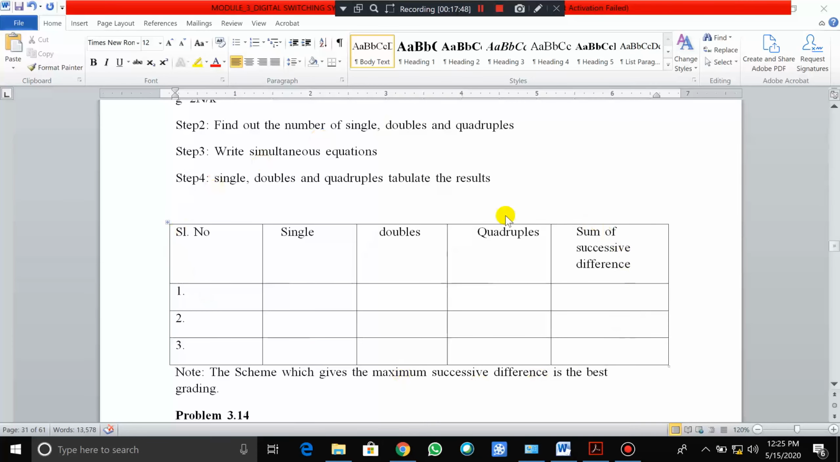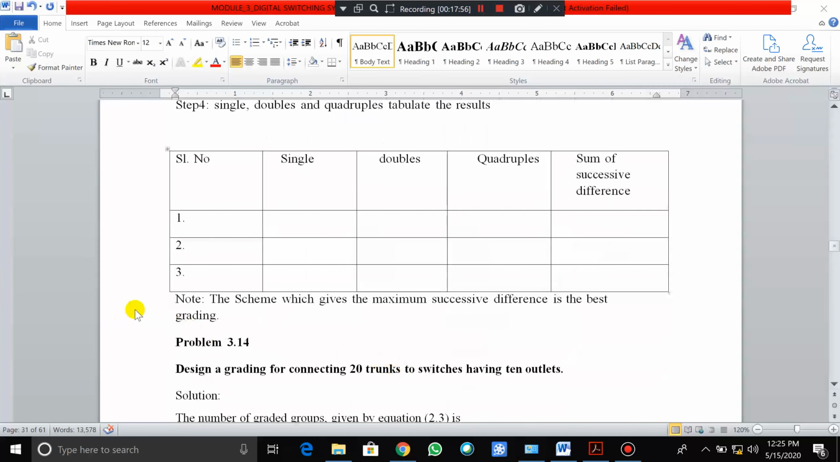This is a tabulation. We need to find how many singles, how many doubles, how many quadruples, and the sum of successive differences. The note here is that the scheme which gives the minimum sum of successive differences is the best grading. Whichever scheme it may be, single, double or quadruple, the one which gives the best sum of successive differences is the best grading that we have to find out.